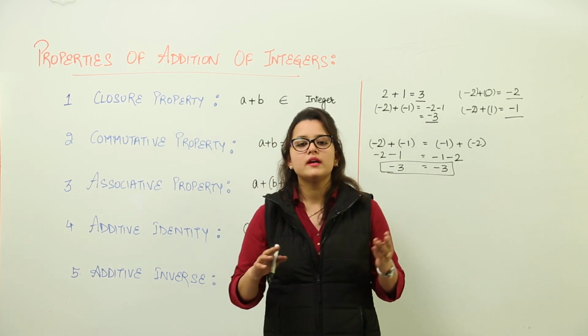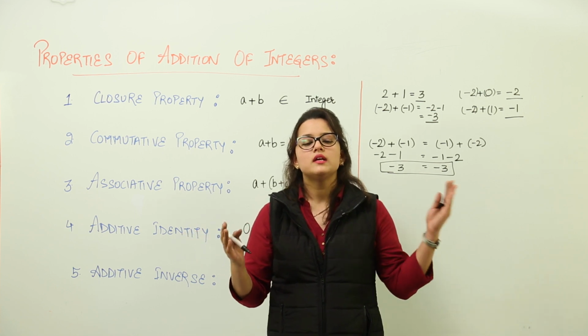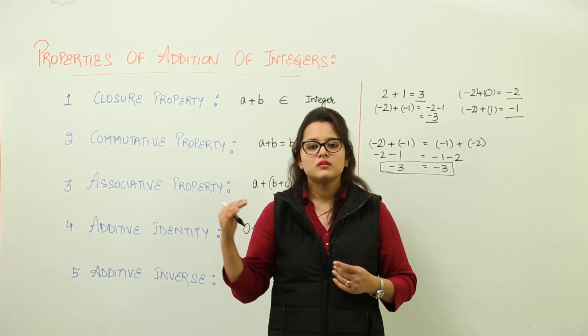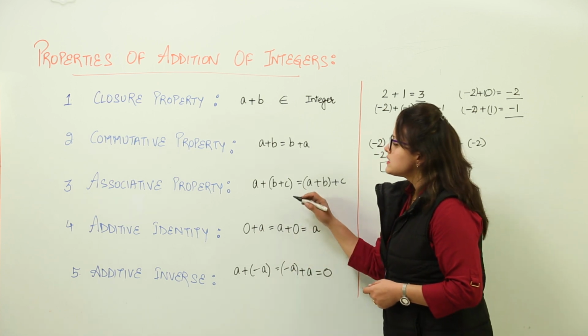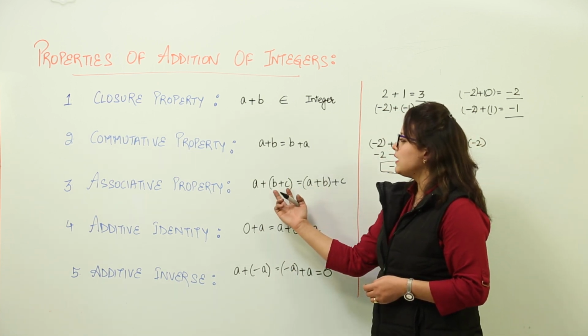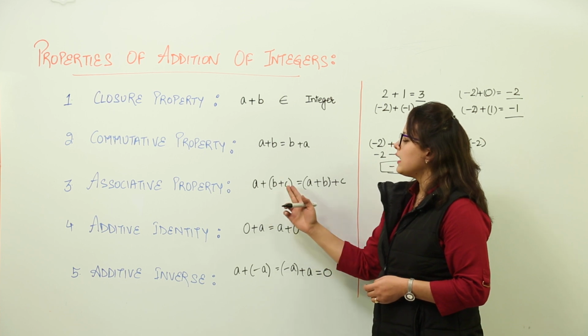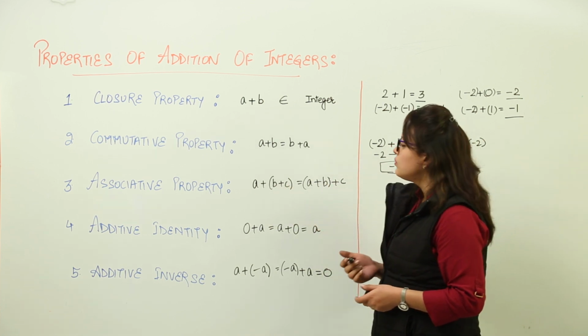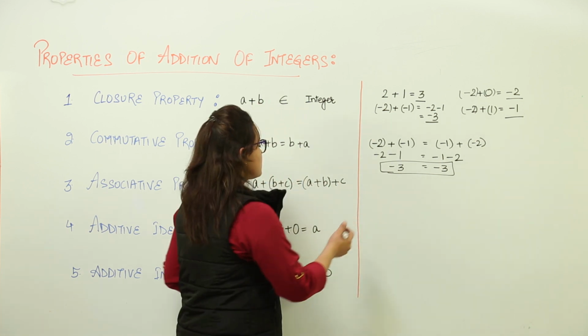That means you can add up any two integers first and keep on adding the rest of them step by step. The next is the associative property. Associative property tells us to add any two integers first and then add the third one, as I just told you. So let us check for this one also.